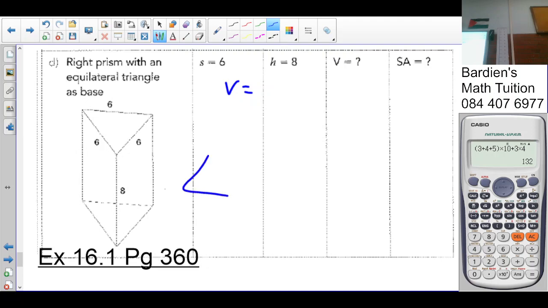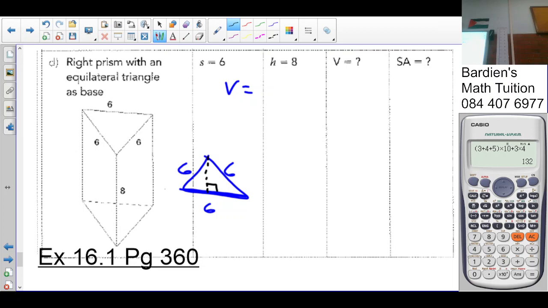So we have that there. How do you calculate the area of a triangle? Half base times perpendicular height. But if your base is 6, we don't have a perpendicular height on this triangle. So we construct one. So your perpendicular height here.